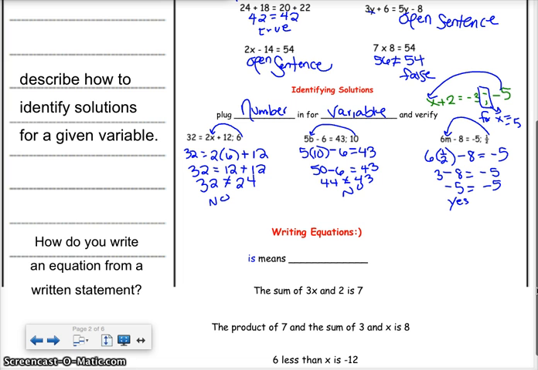Again, this is prepping you up for tomorrow when you solve. You can check your answer to make sure you got the right one. You just plug it back into the equation.